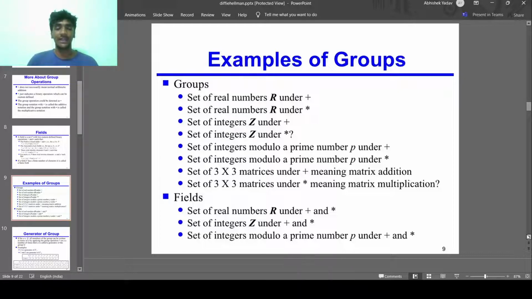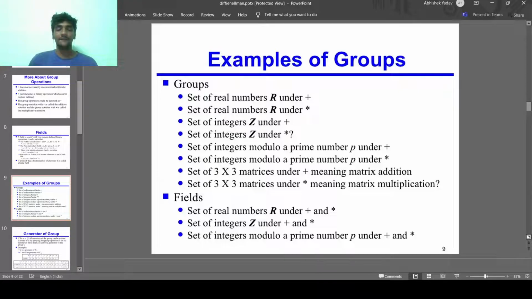Similarly, we can have integers under addition and integers under multiplication. Then we can have integers modulo a prime number p under addition, and integers modulo a prime number p under multiplication. And also we can have 3 by 3 matrices under addition, meaning matrix addition, and 3 by 3 matrices under multiplication, which means matrix multiplication.